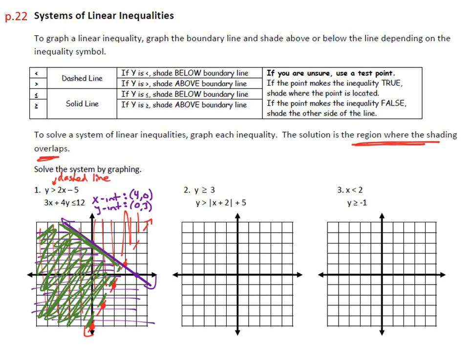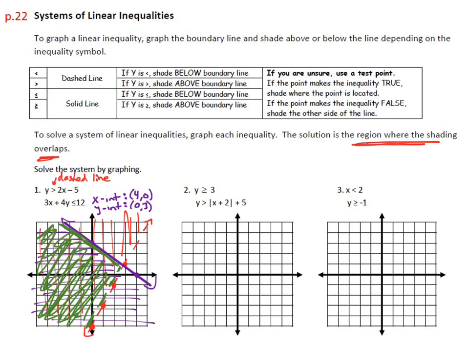All right, let's try another one. For number 2, we have y is greater than or equal to 3, and then we have y is greater than the absolute value of x plus 2, and then we're going to add 5. It's a little bit different. It's not our typical linear function that we've been working with. And we'll talk about what to do with that inequality in just a minute.